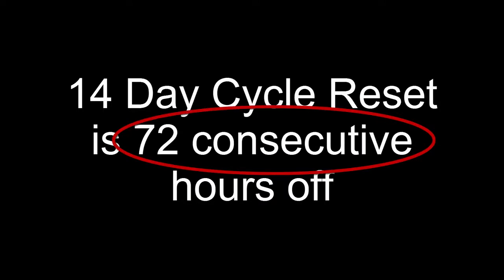If the driver uses cycle 2, which is 120 hours in 14 days, and achieves 70 hours, he or she must take 24 consecutive hours off before being on duty for another 50 hours. And then the driver must reset the cycle by taking 72 consecutive hours off to reset cycle 2.